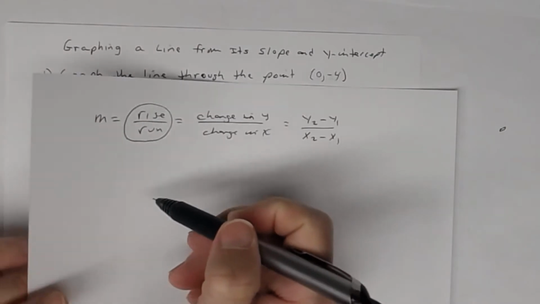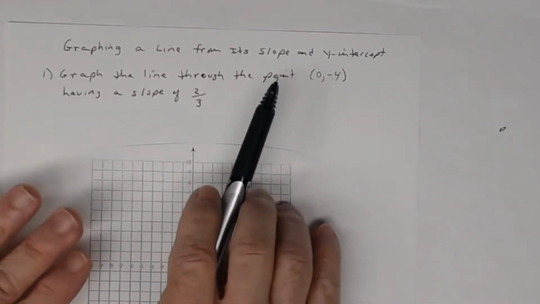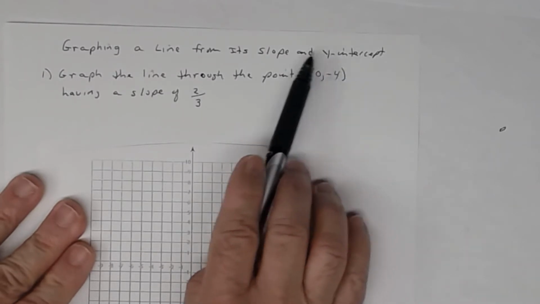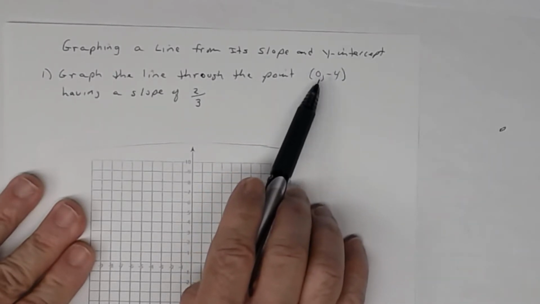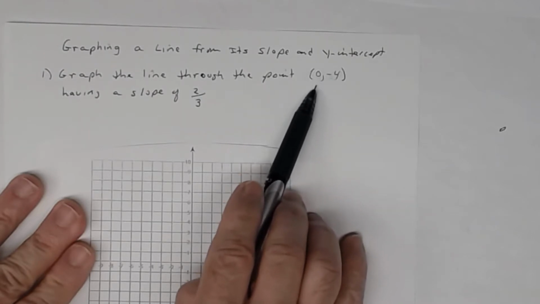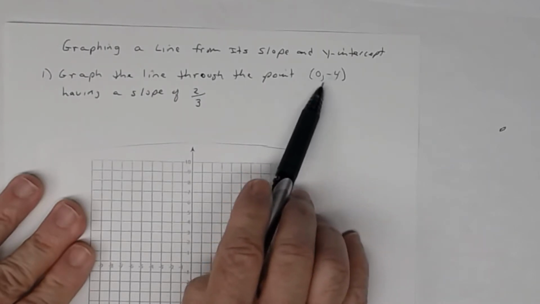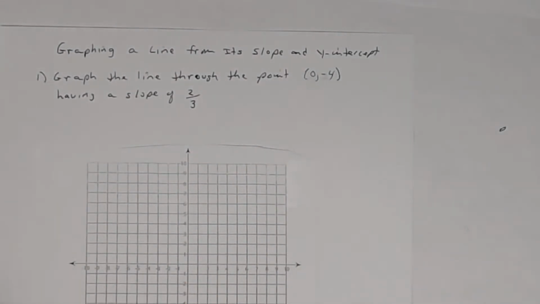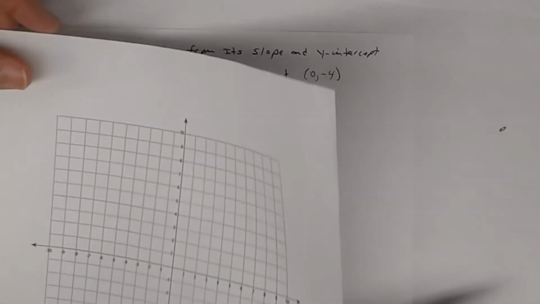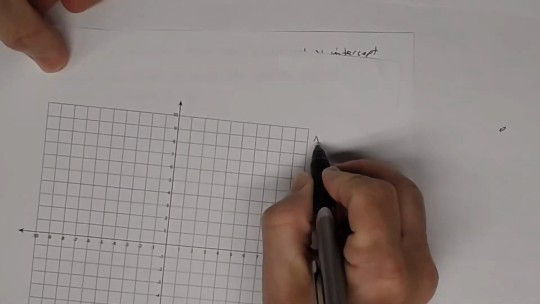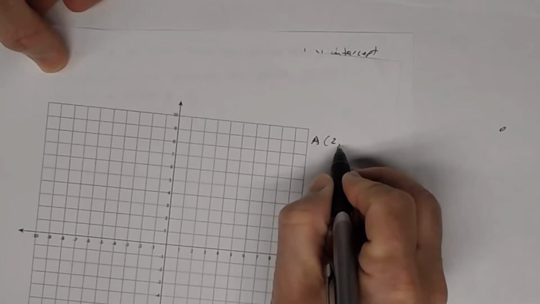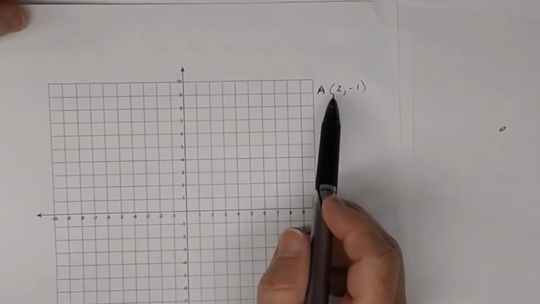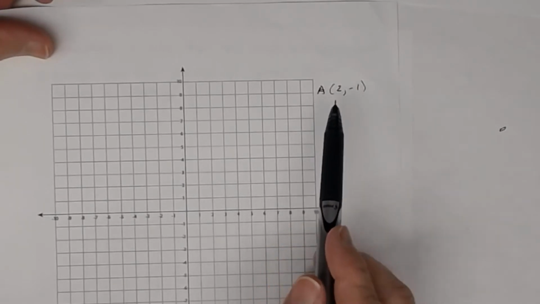Okay, so the idea is this. In this lesson, you want to talk about graphing a line by using its y-intercept and its slope. Well, first of all, you have to recognize that whenever the x-coordinate is 0, that point is on the y-axis. Make sure you understand that. So for example, if I ask you to plot the point A, I'm going to call A (2, -1), make sure you understand how to plot the point (2, -1) and where it's located.